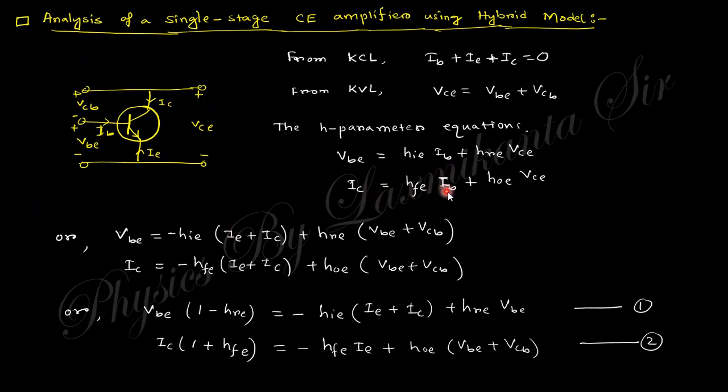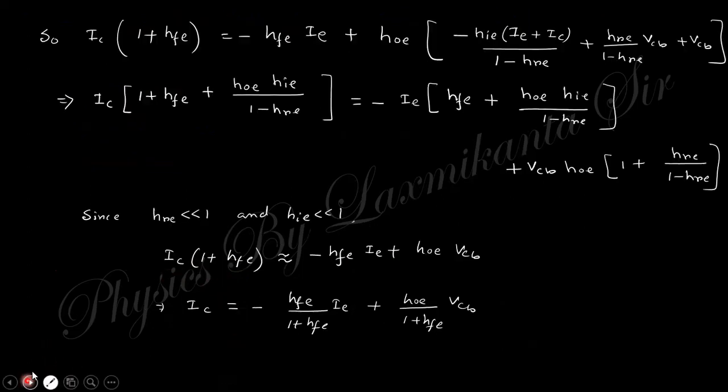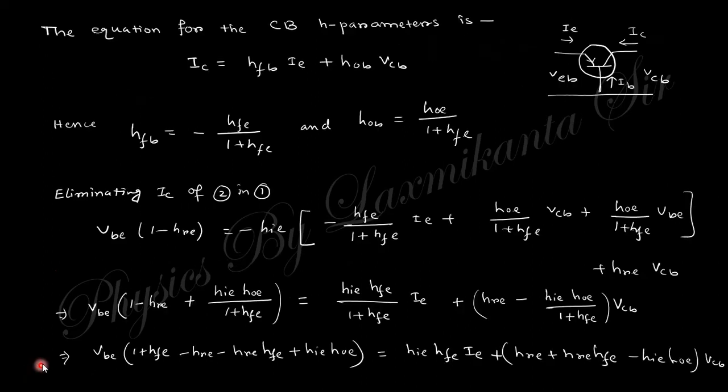you just put the value of IB. IB is nothing but IE plus IC, and VC is nothing but VB plus VCB. From here also you put these two things, taking VBE separately, and then taking IC separately. After separating these things and calculating, finally you will get this value of IC like that. If you neglect HRE and HE, finally you will get this value of IC here, that is the collector current.